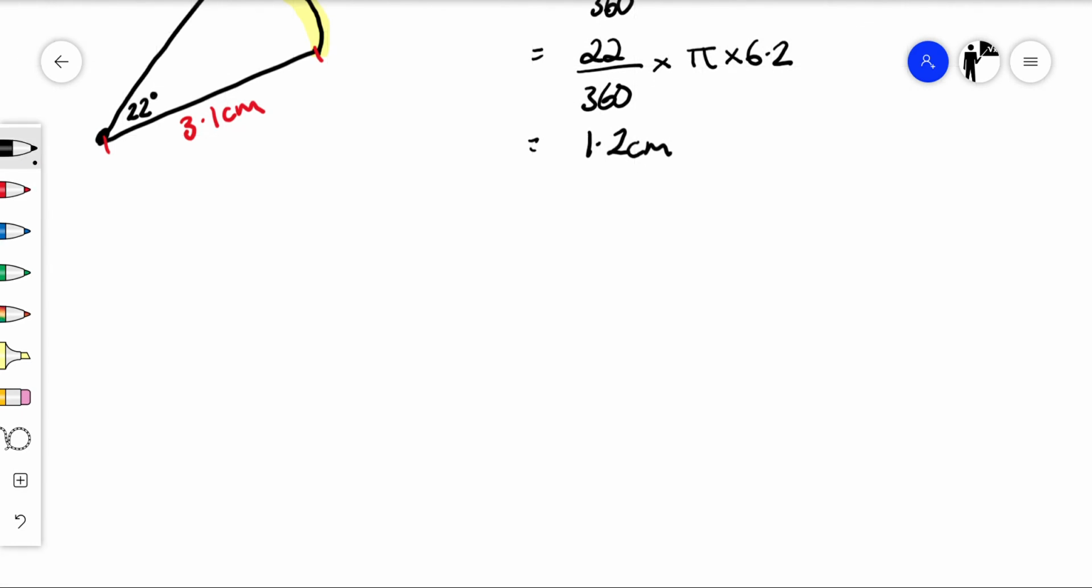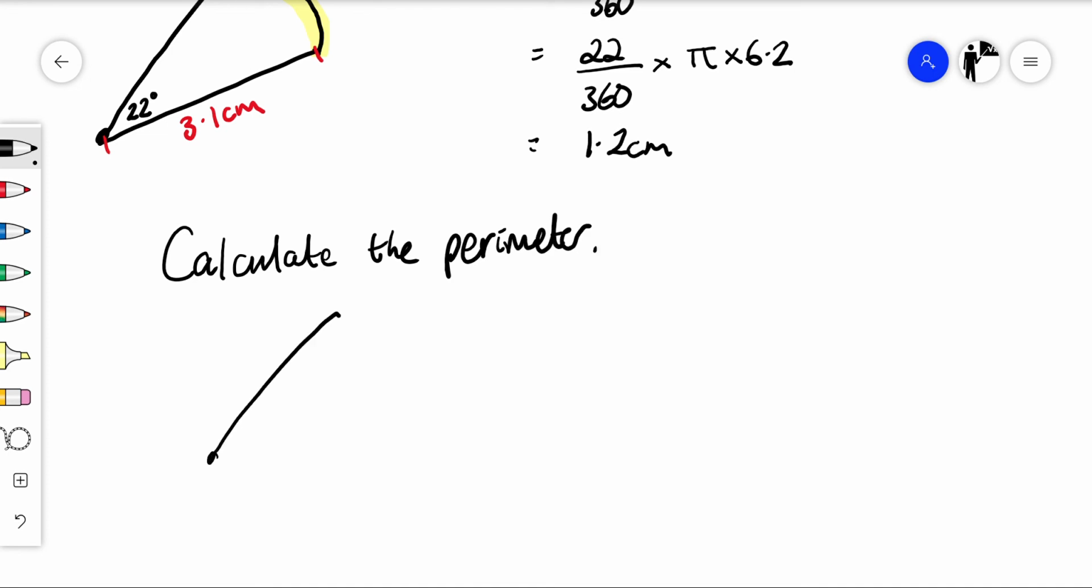Okay, we'll do one final one, because sometimes a question may ask you to calculate the perimeter. Okay, so let's have a diagram. Let's go something like this here. And let's say we're told that this bit here is 72 degrees. And let's say that this bit here is 22 centimetres, and that is from there to there.